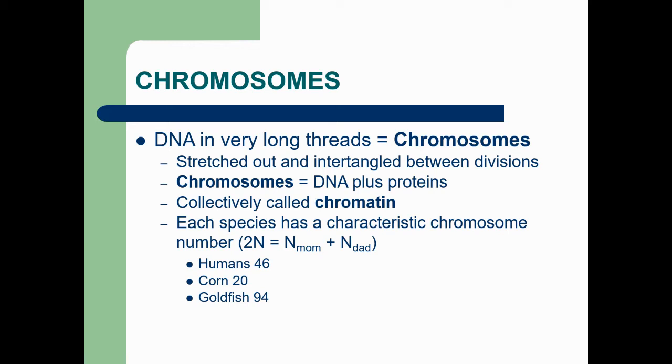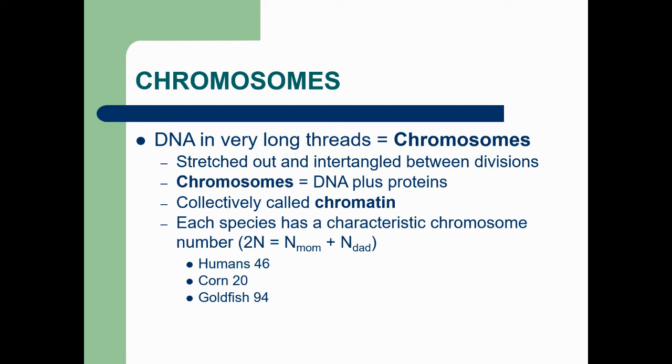And each species has a characteristic chromosome number. We generically refer to that as 2N. And we say 2N because we got 1/2, or N, number of chromosomes from mom, and N number of chromosomes from dad. N plus N, 2N. And we use that generically because that applies to any sexually reproducing organism.